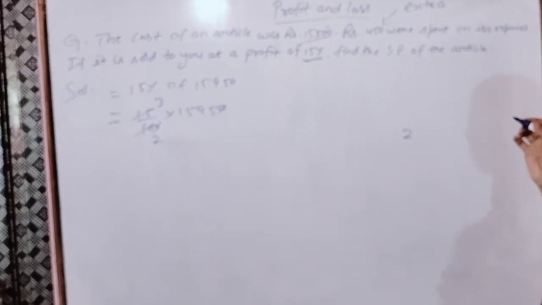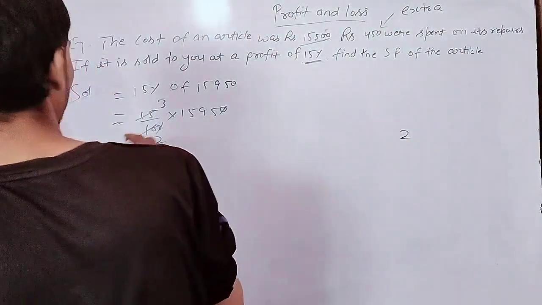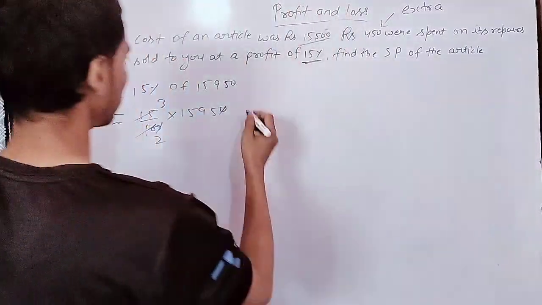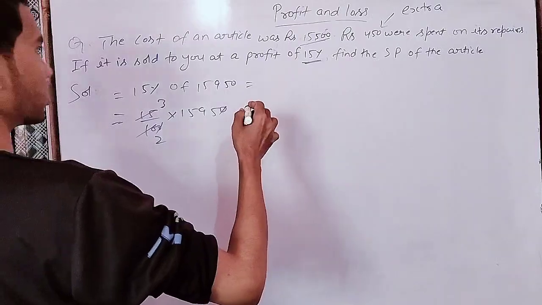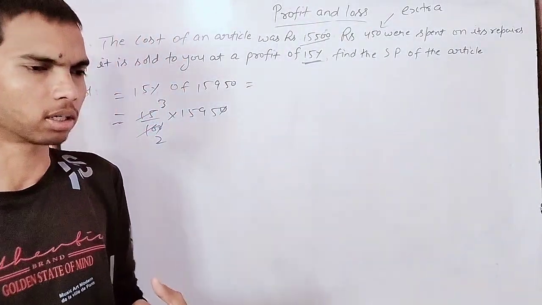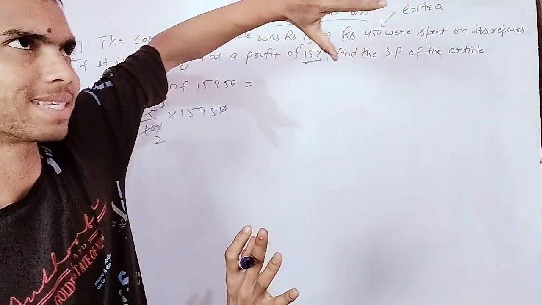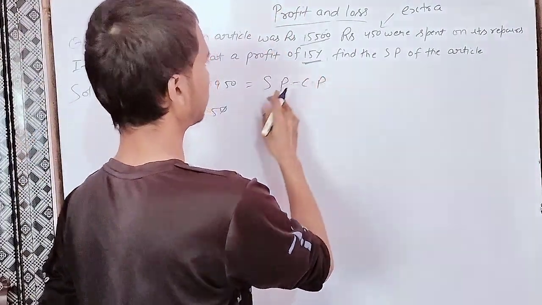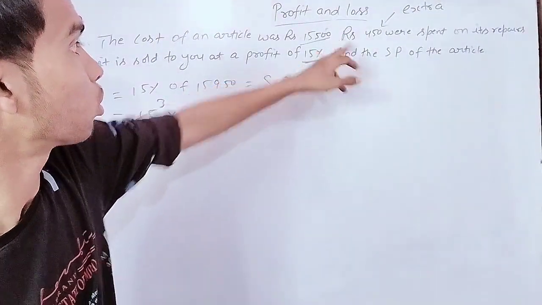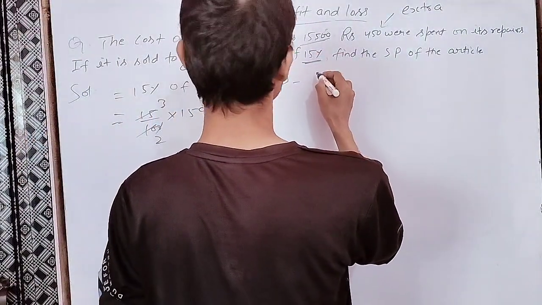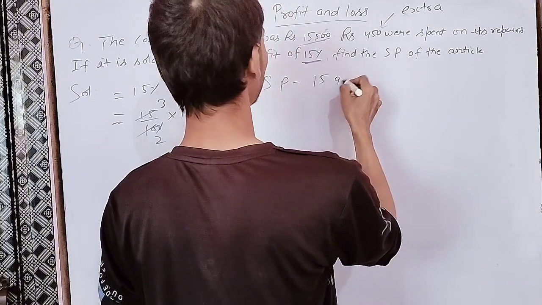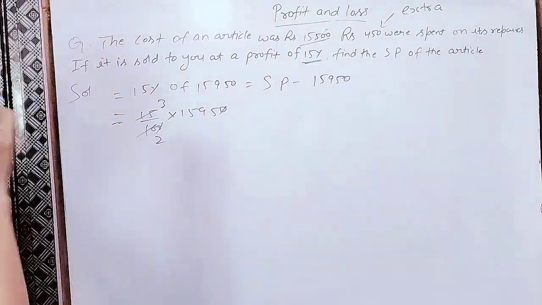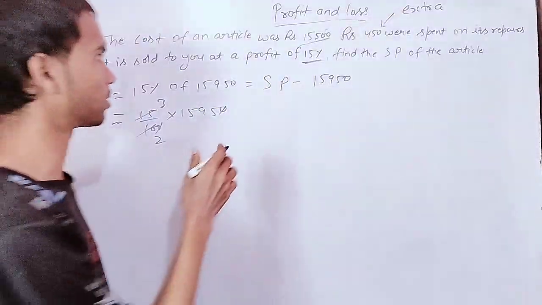We are going to find the selling price. Here we are just converting. Hold on. This is profit. For profit to happen, the selling price is high but the cost price is low. Selling price minus cost price, in which the cost price is how much? 15,950 rupees. Okay. Clear.